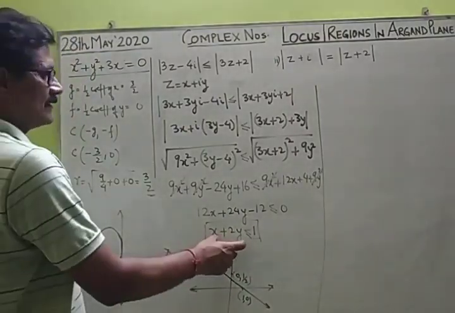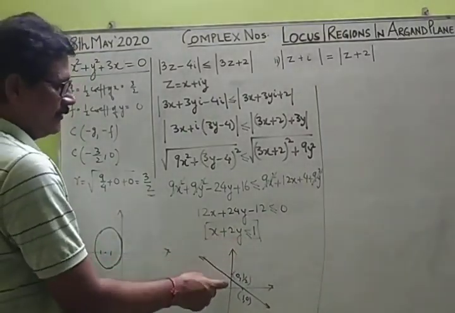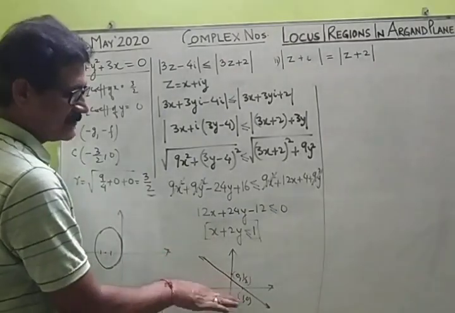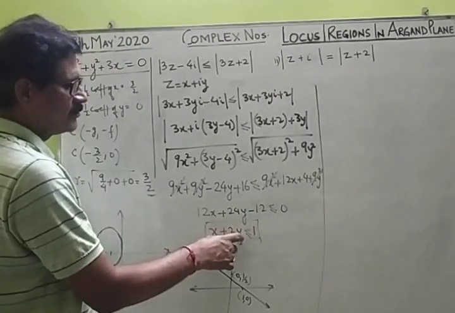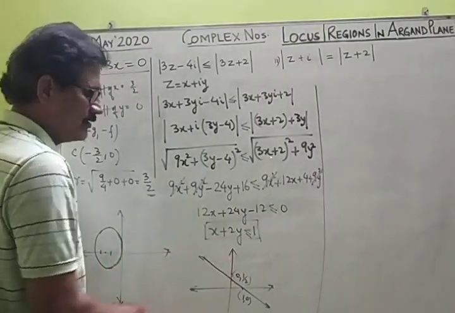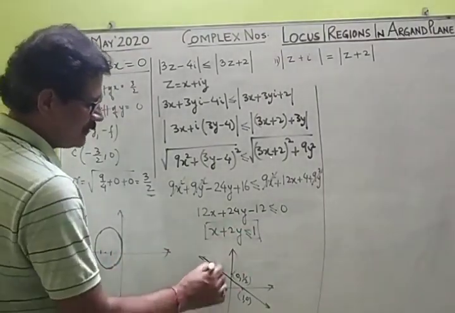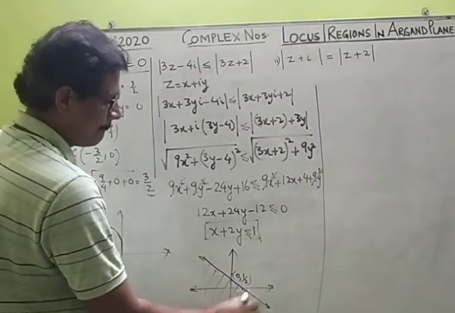We see that the origin satisfies this equation. If we put x is 0 and y is 0, the origin lies below the line. We put x is 0 and y is 0, and we find that it becomes 0. 0 is less than or equal to 1. It satisfies the equation. So the region will be this region coming up here.